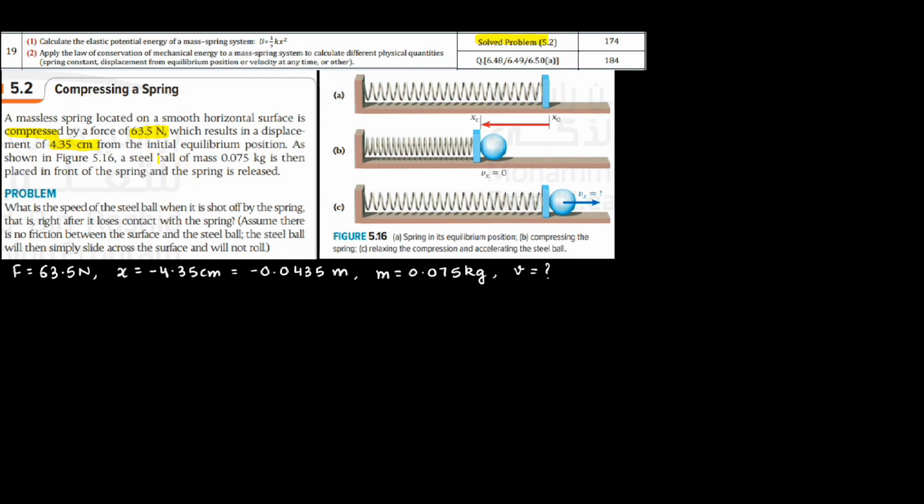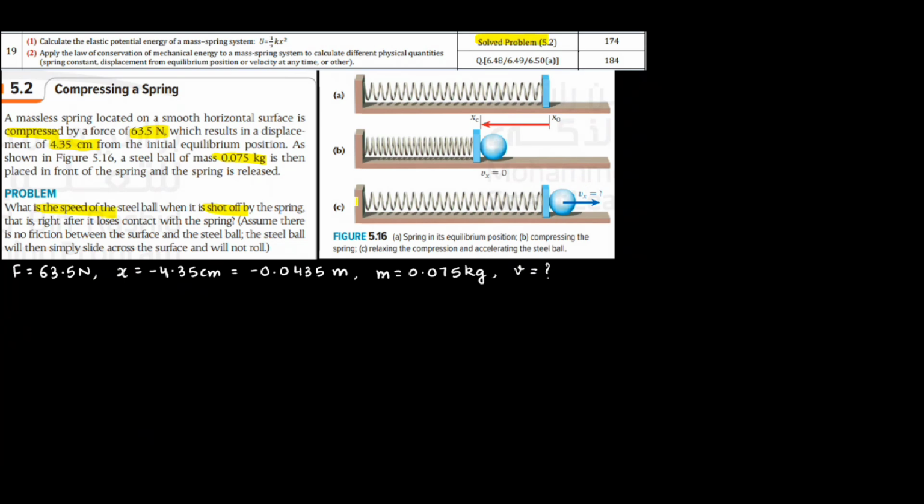Next, the question says a steel ball of mass 0.075 kilogram is then placed in front of the spring. So you take a steel ball and place it in front of the spring. They want you to find what is the speed of the steel ball when it is shot off by the spring. So when the spring is released and the steel ball is shot off, what is its final speed is what we need to find.